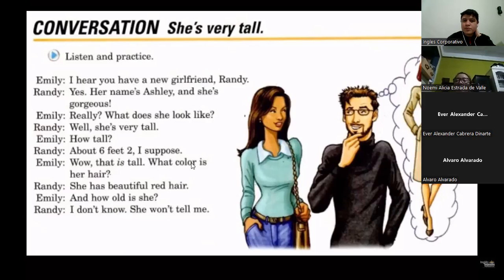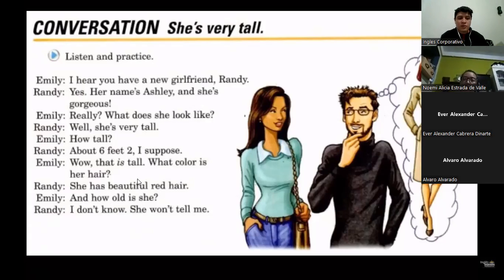Supposed, teacher? Supposed, okay. So, about 6 feet two, I suppose, supongo. Suppose, suponer, right? I suppose. Okay, thank you, teacher. You're welcome. Any other word, guys?